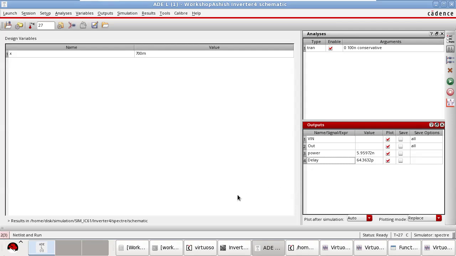Let me tell you what was the initial case. The initial case was that the dynamic power was 5.43. Now it is 5.95. The dynamic power has increased and your delay has also gone high. So you have reduced the leakage, but your dynamic power has increased and the delay has also increased. Means the power has reduced, but your output is coming late. It was coming at 47 picoseconds.